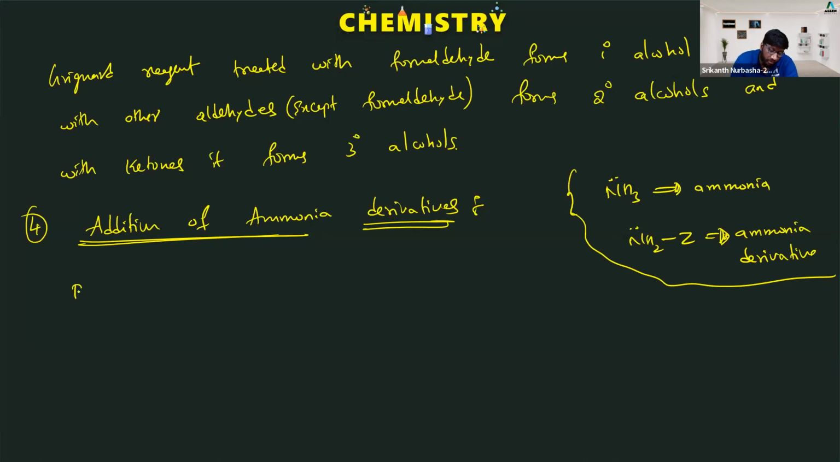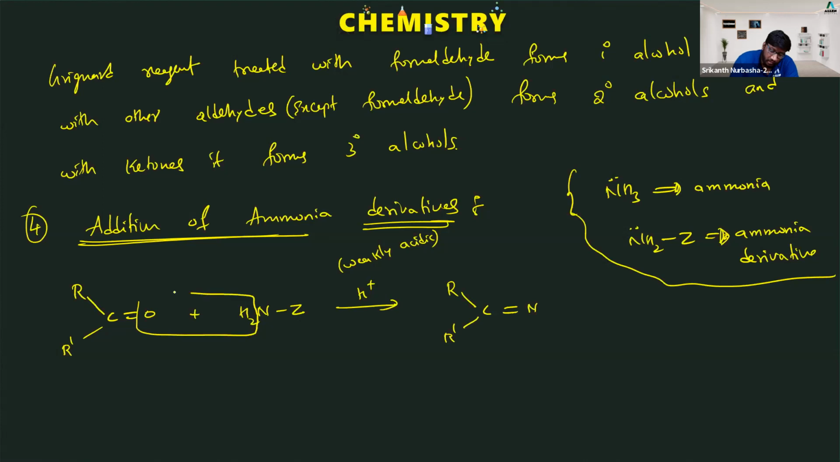RC double bond O R dash plus NH2Z in the presence of H plus, a weakly acidic medium we have to consider, will form RC R dash double bond N Z. The oxygen from the C double bond O and two hydrogens from the nitrogen are lost. Loss of water occurs.